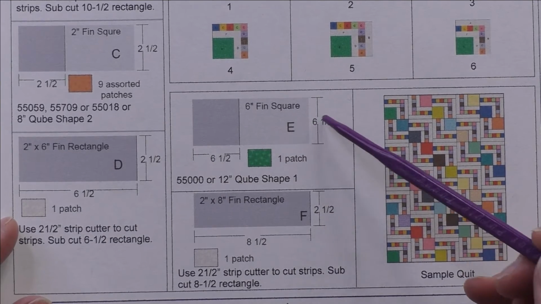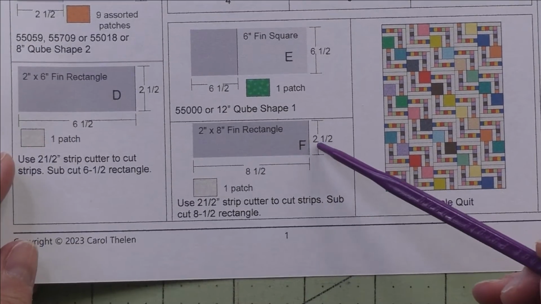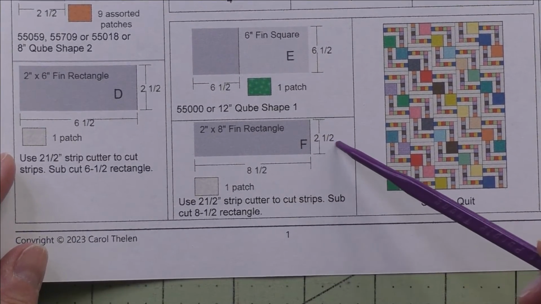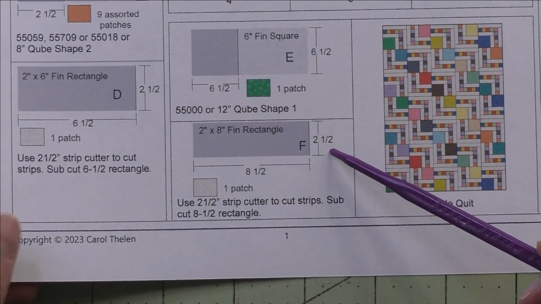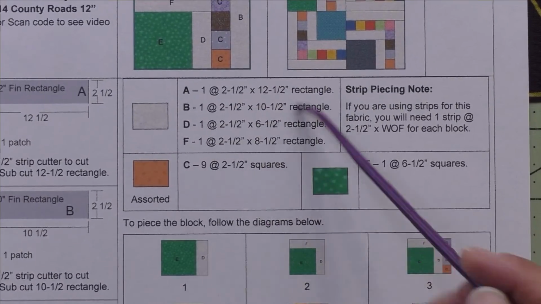And patch E is a 6-inch finished square. And patch F is a 2-inch by 8-inch finished rectangle. Again, we're cutting 2.5-inch segments, or strips. So if you look at, here are the cutting instructions for each of the fabrics.